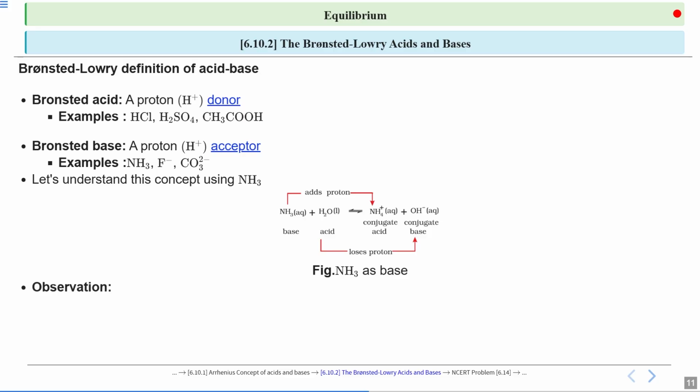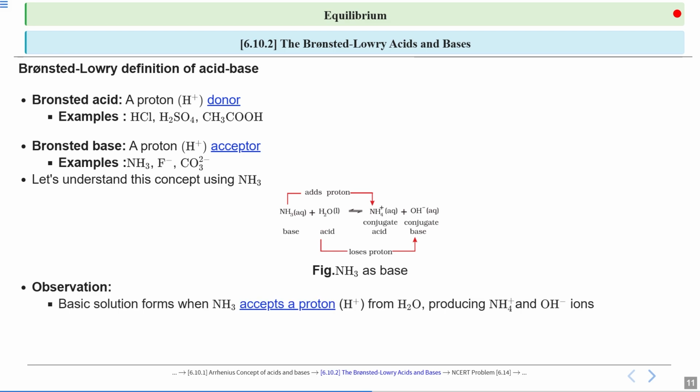So what are the observations in this diagram? The first is that a basic solution forms when the NH3 accepts H plus. This releases the ammonium ion and the hydroxide ion. The second thing, which is very important and a very interesting part also, is the action of water. The water is donating a proton, so you can say that it is acting as an acid in this particular reaction.